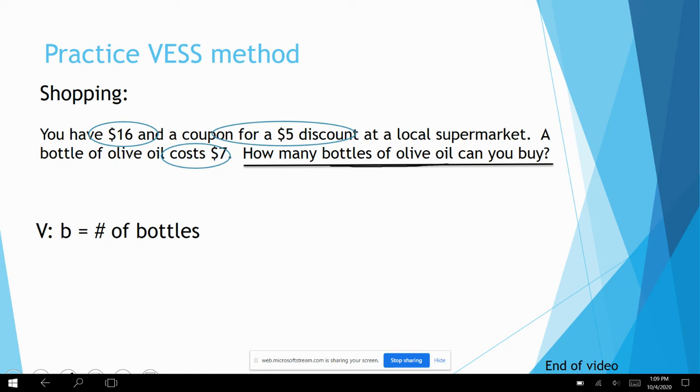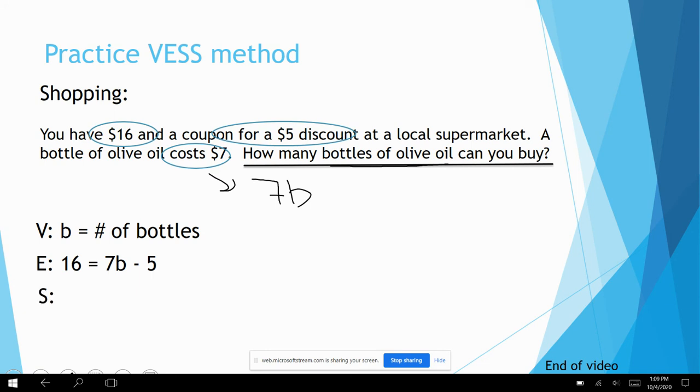So we can express how much we spend on olive oil by $7 times the number of bottles we buy, and this is going to be minus, okay, that $5 discount we have. It's equal to 16 because that's the total amount of money that we have. So 16 is the total cost. 7b minus 5 represents how much we pay for the olive oil.